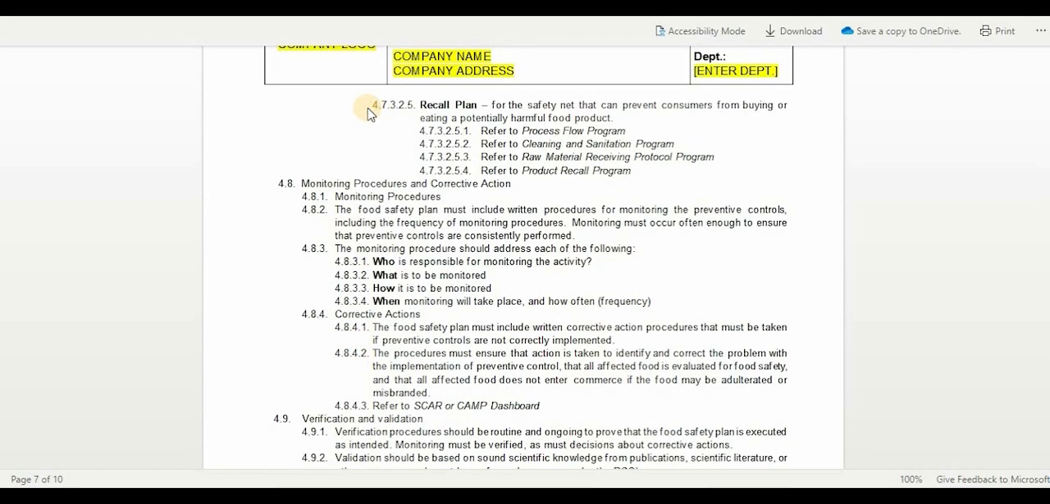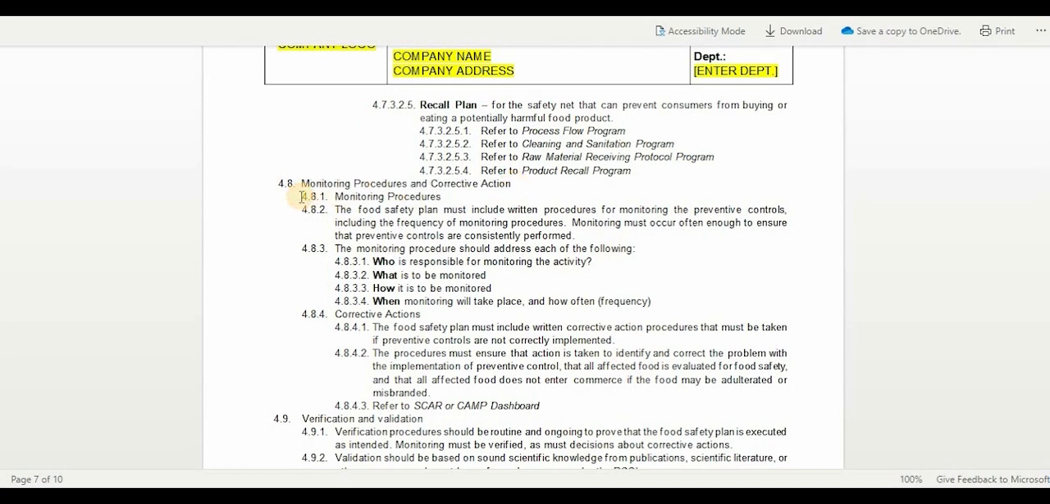And fifth, recall program, for the safety net that can prevent consumers from buying or eating a potentially harmful food product, which you may refer to process flow program, to cleaning and sanitation program, to raw material receiving protocol program, and to product recall program. Eighth, under procedure is monitoring procedures and corrective action.